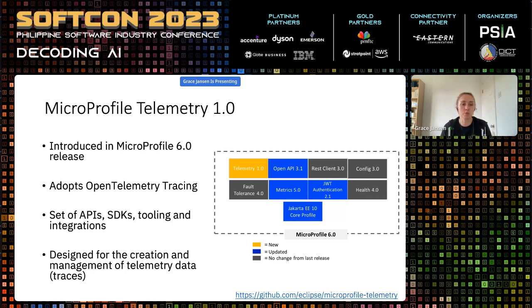However, it is hoped in future that MicroProfile will pick up more of the OpenTelemetry subcategories like metrics and logs, etc. So it is hoped that it will evolve to include those. However, right now it is just the tracing element. And it's designed to, again, help with the creation and the management of our telemetry data.